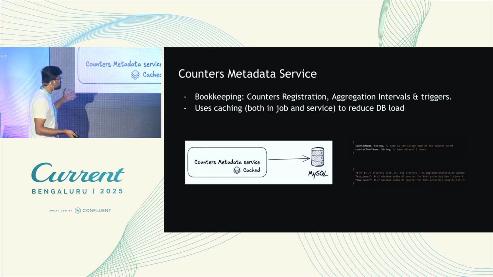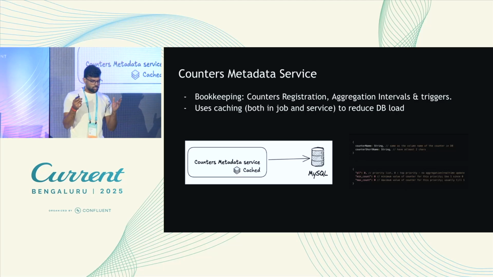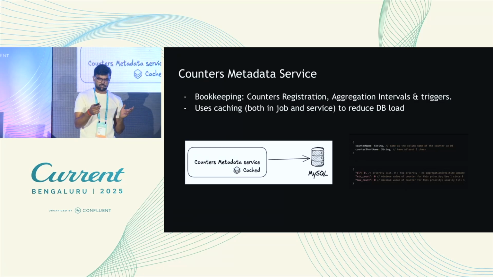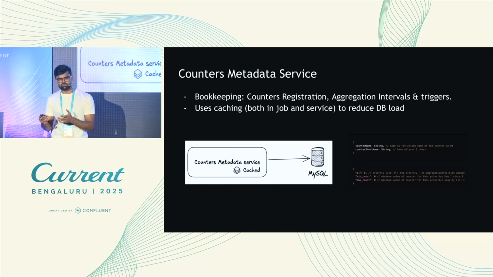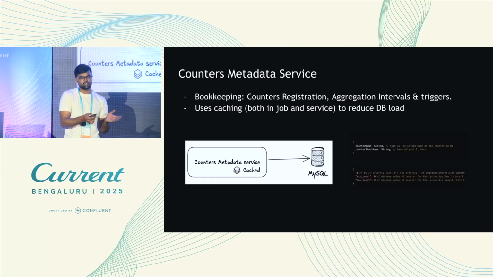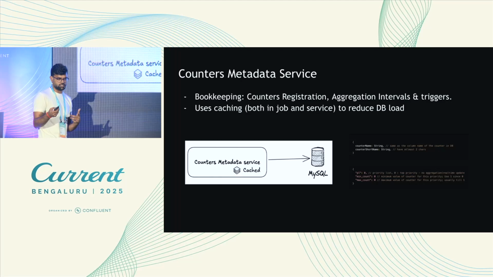We are using some caching because once a counter was created and the information was stored in the DB, it did not get updated much. Once you are sure you want this aggregation for this counter for this range, you don't want to change it too much. So caching works well for this very simple service.